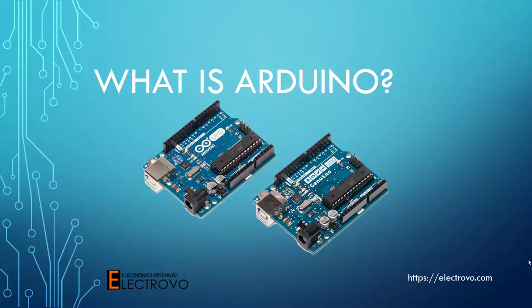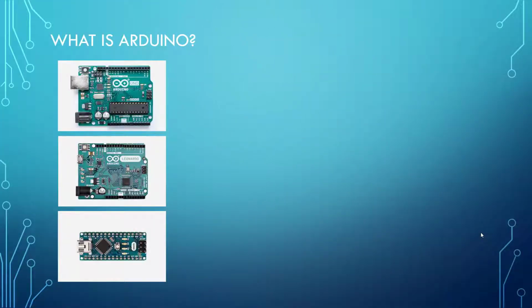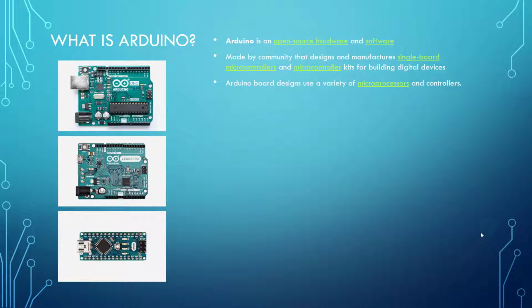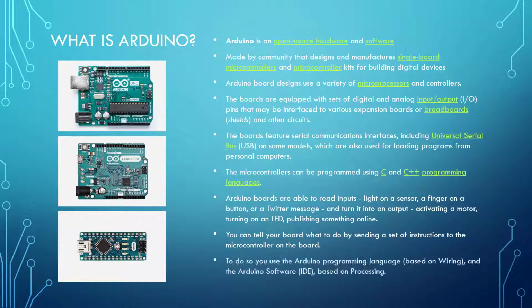Arduino is a microcontroller. It's an open source hardware and software microcontroller built by a community in Italy. It's a single board microcontroller. Arduino has many designs; there are many microcontroller boards. The board is equipped with a set of digital and analog input and output pins. You can use them for input and output signals.